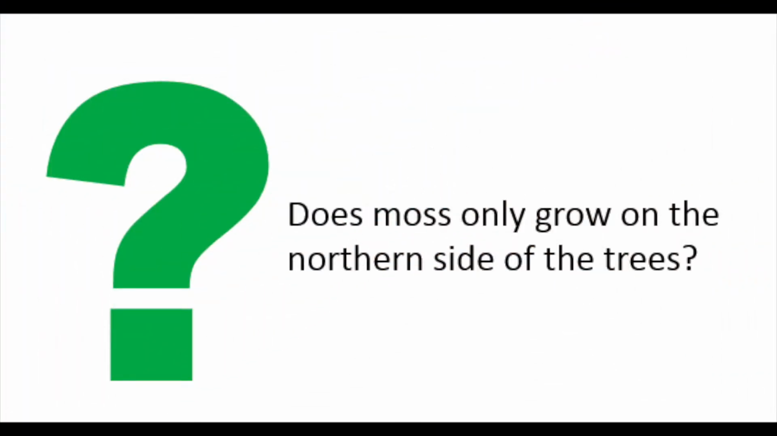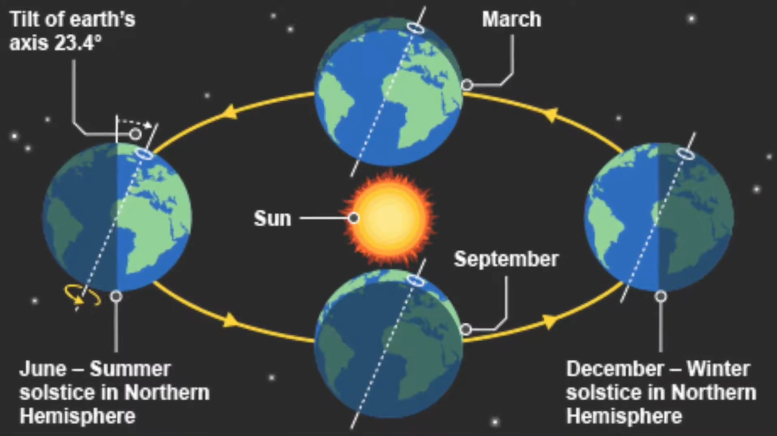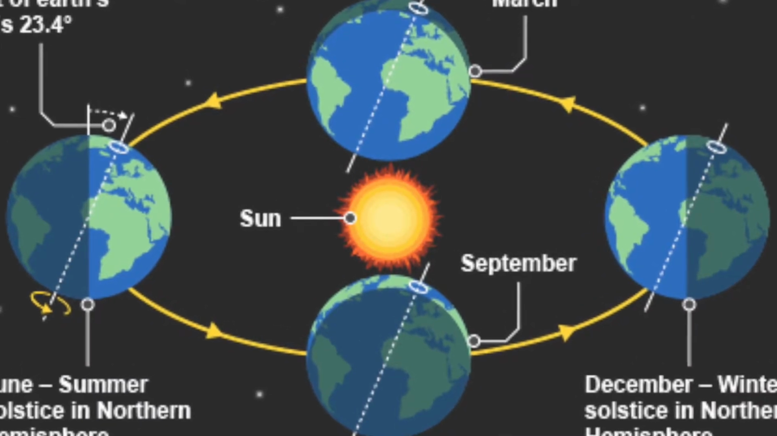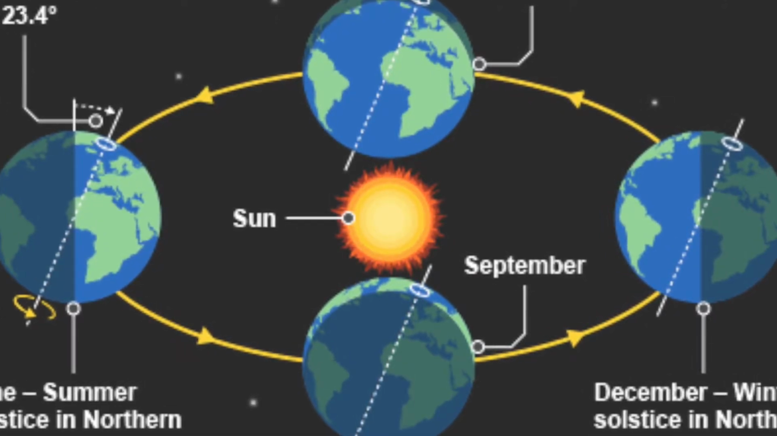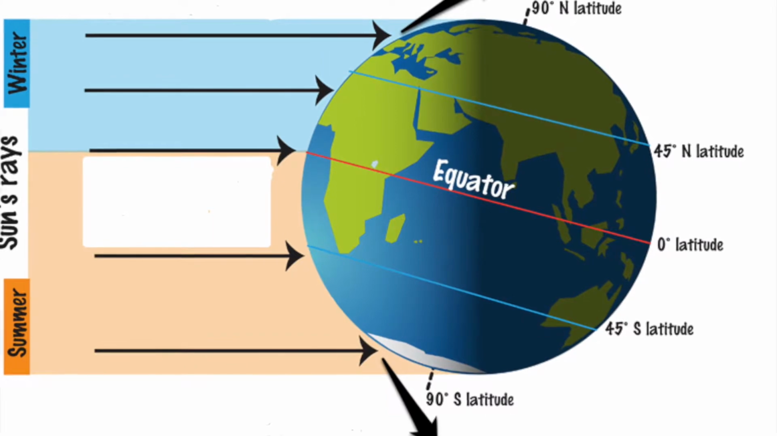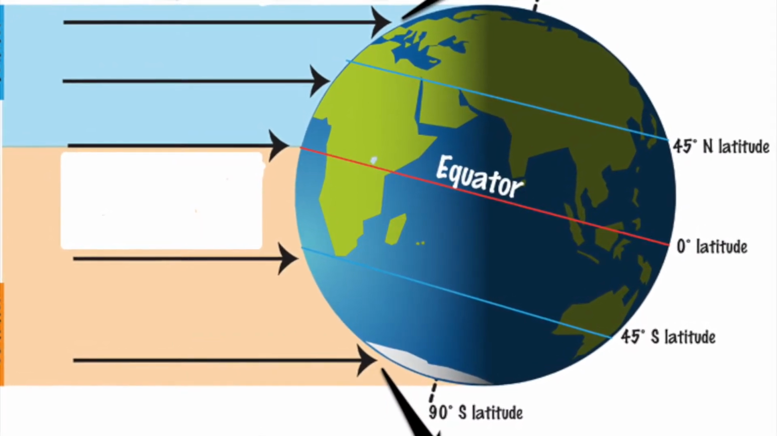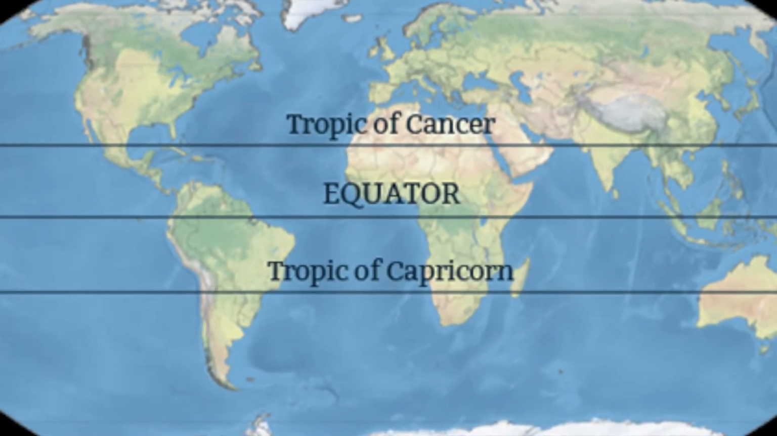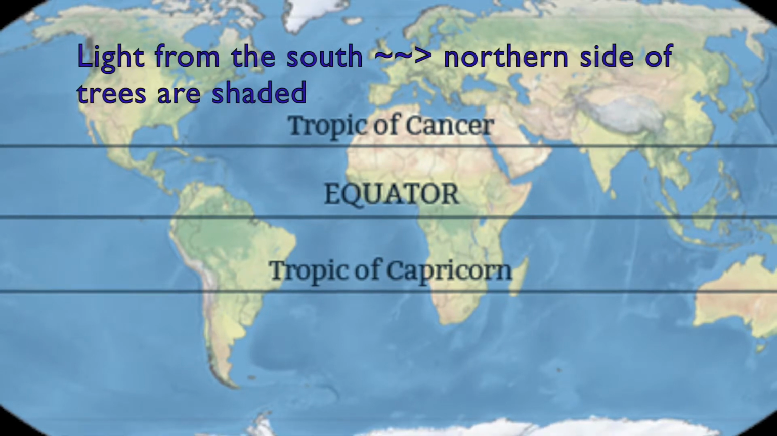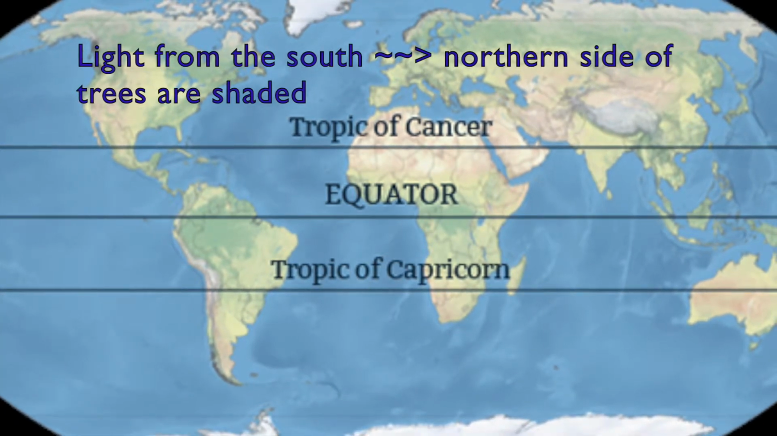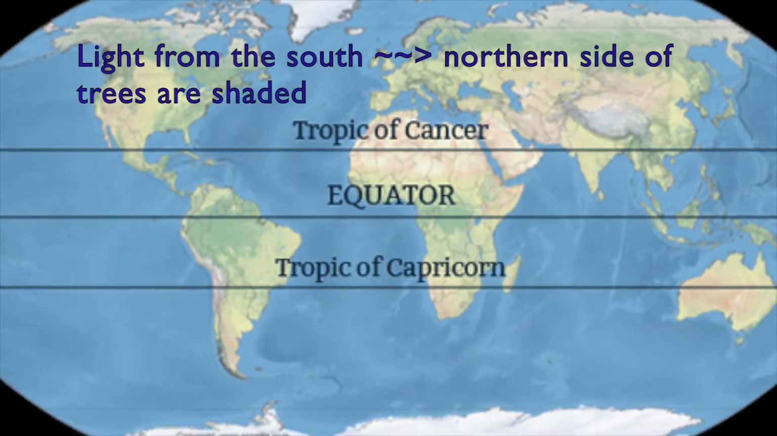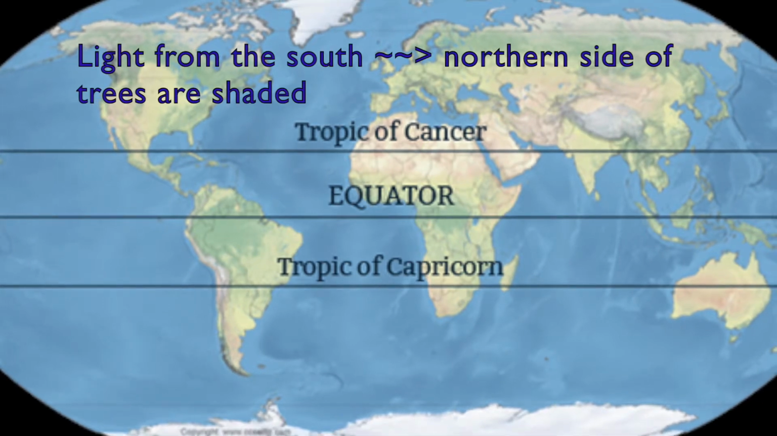So back to the question, does moss only grow on the northern side of trees? This image is not to scale, but as you can see, as the Earth rotates around, the sun's rays usually hit the Earth nearly perpendicularly to the equator. That means that the sun's rays hit the northern hemisphere from the south and hit the southern hemisphere from the north. Due to this, trees in the northern hemisphere above the Tropic of Cancer will usually receive sunlight from the south, and the northern side of the tree will usually be shaded. Since moss likes shade, moss will usually grow on the northern side of trees in the northern hemisphere.